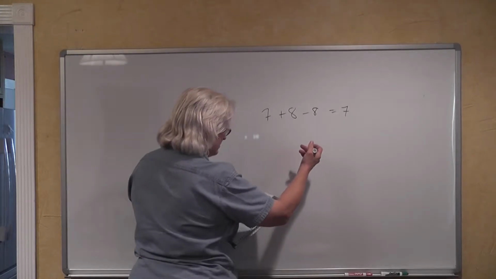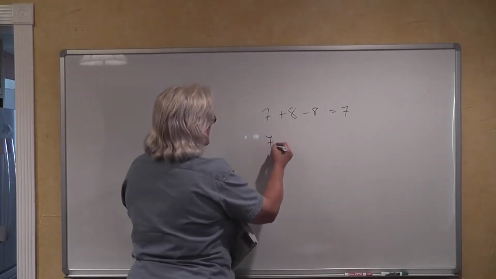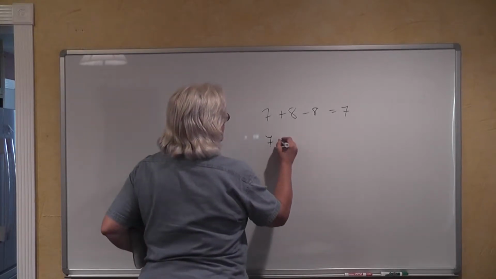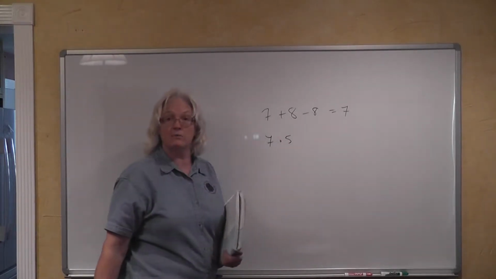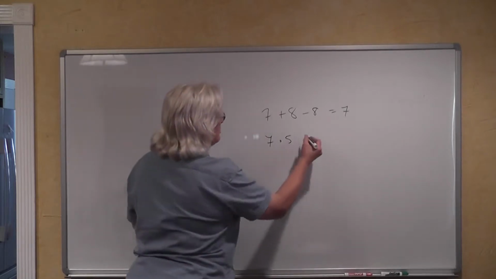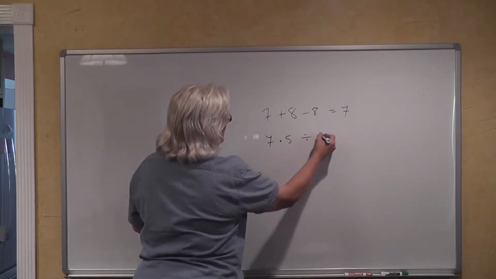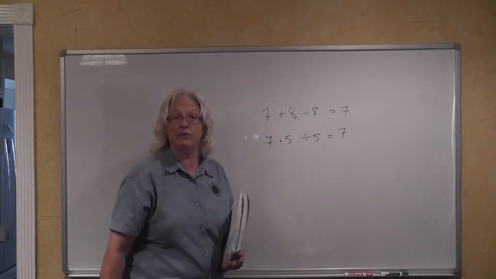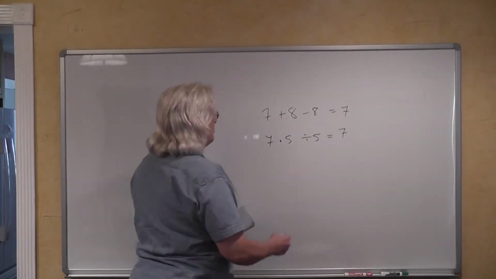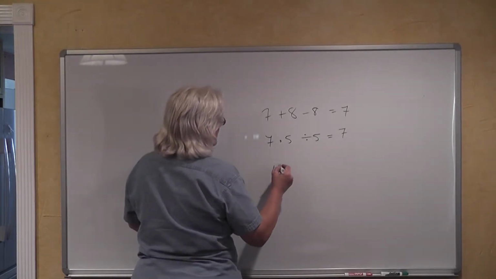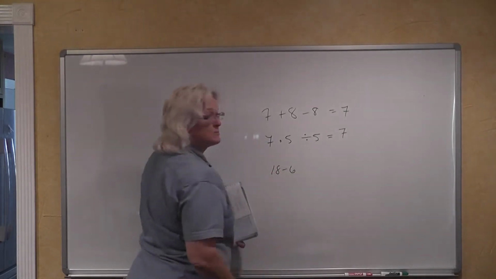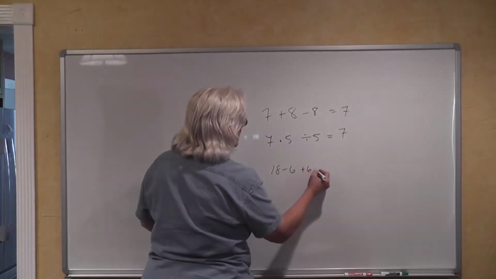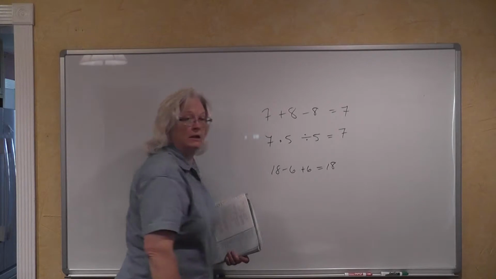What if we had 7 times 5? Well, 7 times 5 is 35, but what if we go ahead and divide by 5 again? 35 divided by 5 is 7. What if we have 18 and we subtract 6, gives us 12, but we add 6 back again, we have 18, don't we?